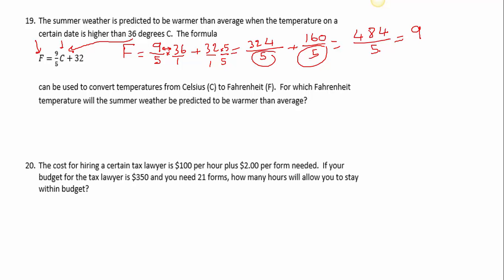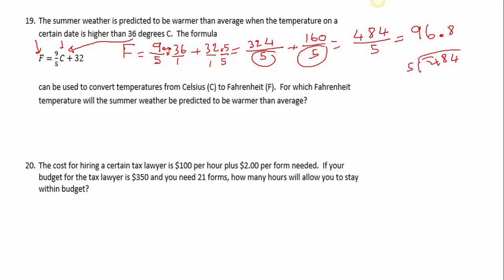9 times 5, 45. Remainder is 3. 34 divided by 5 is 6. 6 times 5, 30. And the remainder is 4. Add a 0. 40 divided by 5 is 8. So you can also do the division like this.